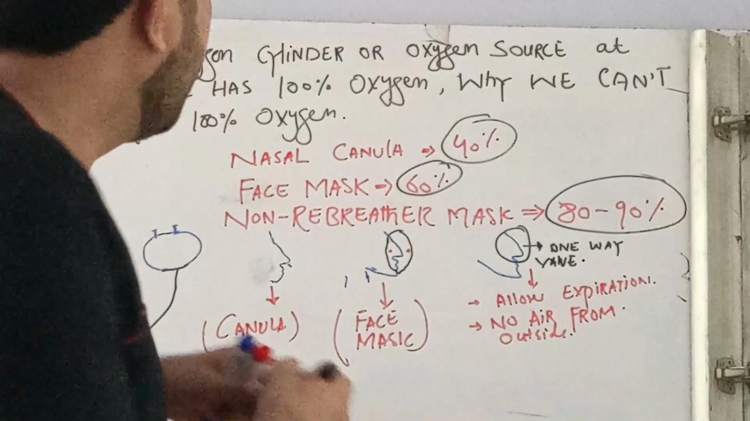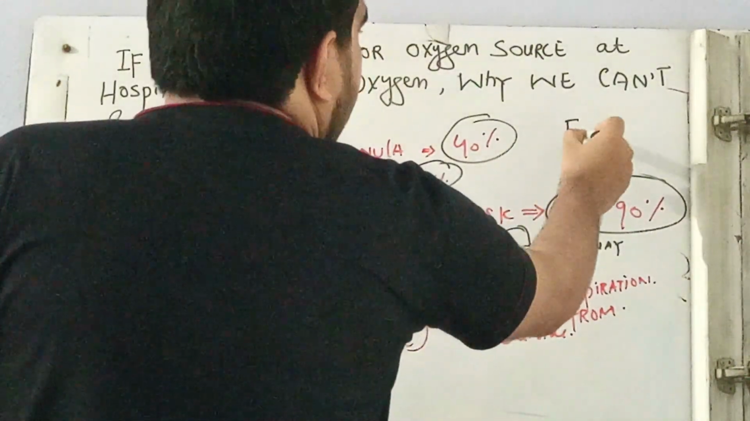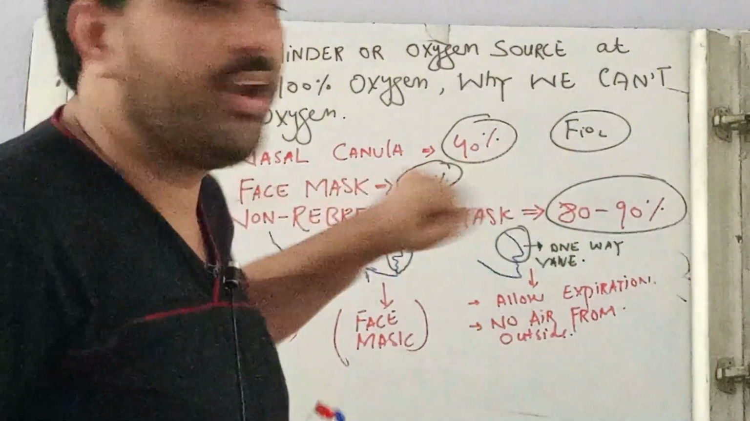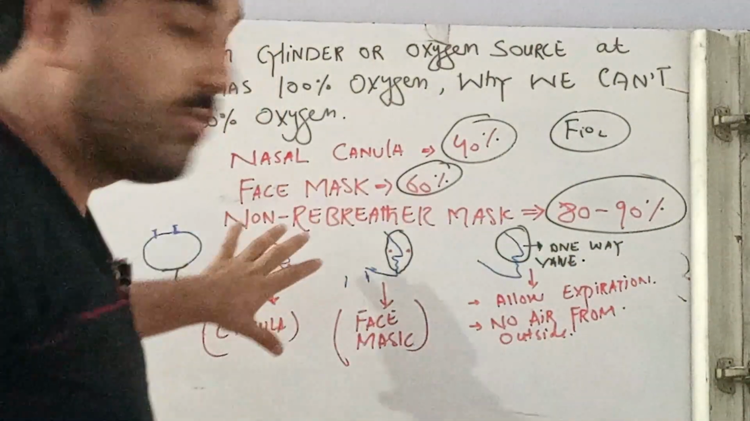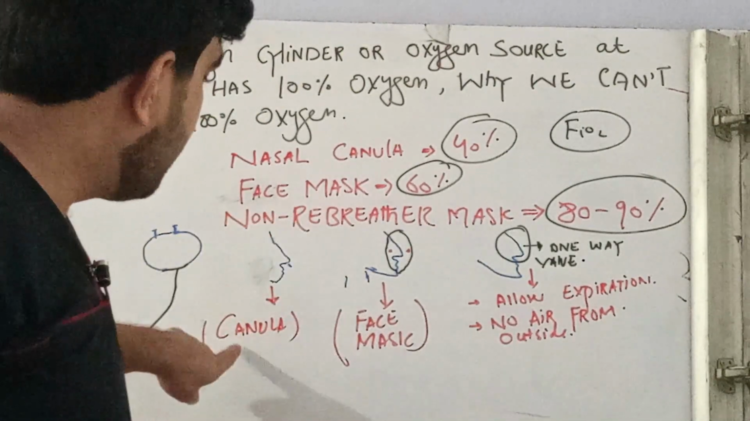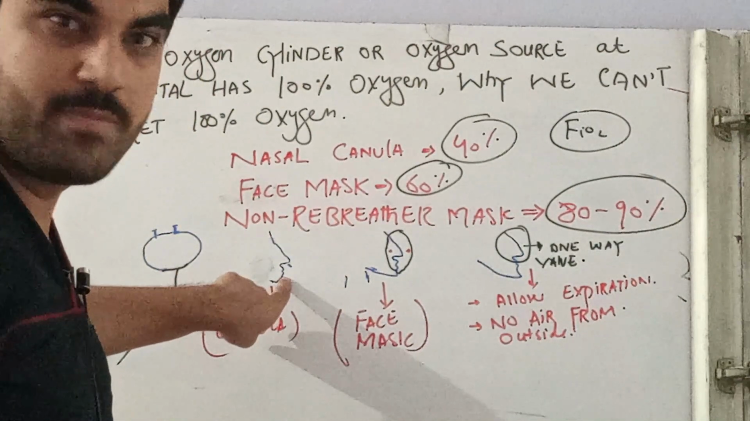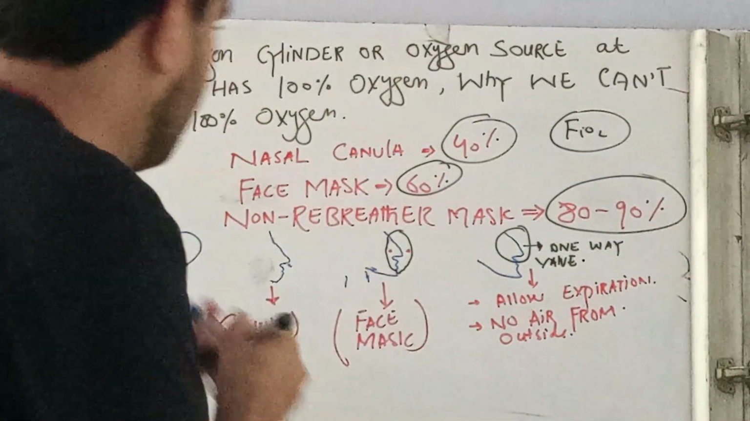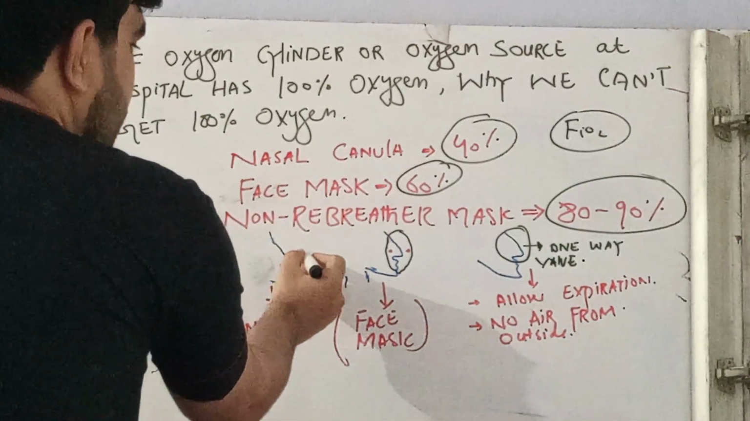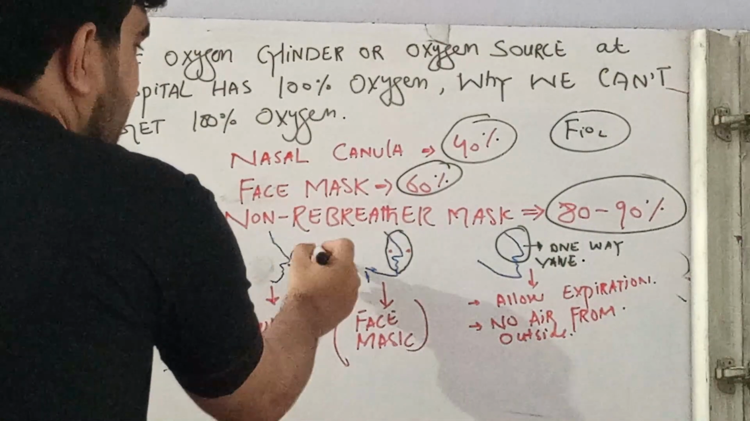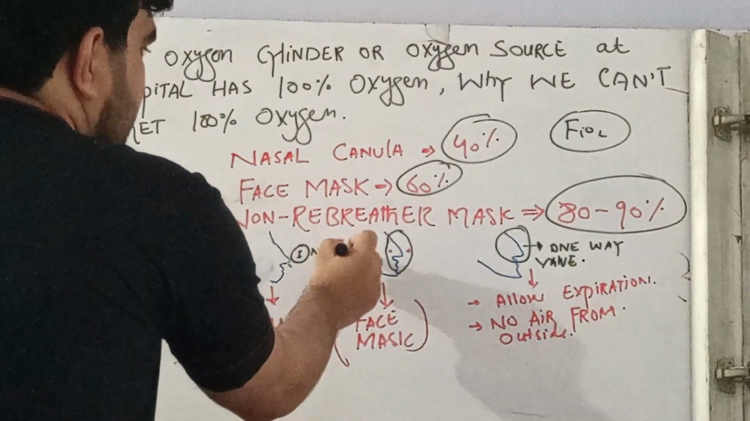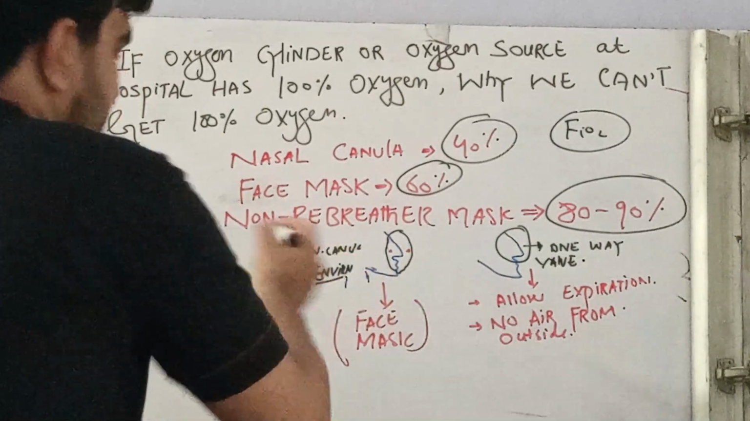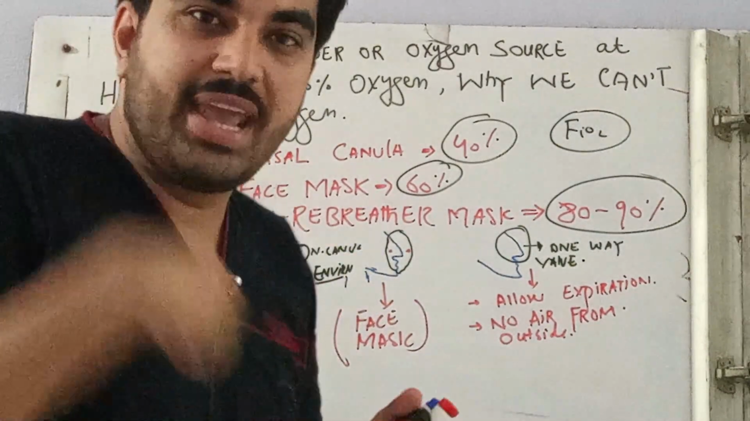The FiO2 that we talk about, FiO2, is the fraction of oxygen in the inspired air. The fraction of oxygen in the inspired air, this is actually FiO2. Now focus on this. If we apply the nasal cannula to this patient, the person is inhaling from which sources? The number one source is this nasal cannula. The second source is the environment. The patient is also inhaling from the environment.